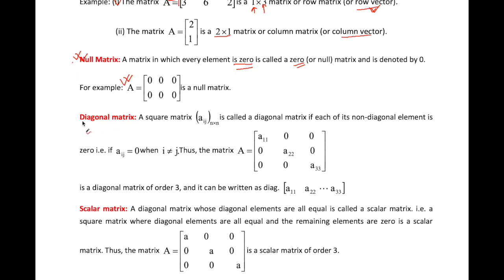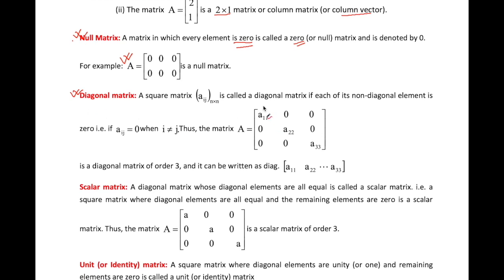And diagonal matrix. When all non-diagonal entries are 0, then it is called a diagonal matrix. For example, you see these are the diagonal entries. This is called the principal diagonal or main diagonal of a matrix. So it must be a square matrix first, then it will be a diagonal matrix when non-diagonal entries are 0. So you see the non-diagonal entries are 0, but diagonal entries are a11, a22, a33. So it is a diagonal matrix.